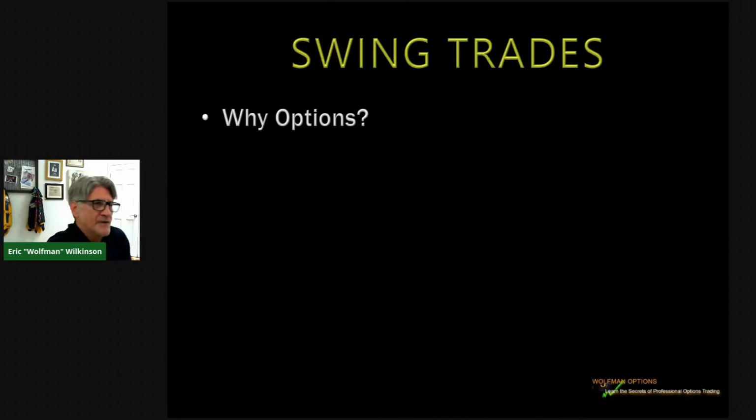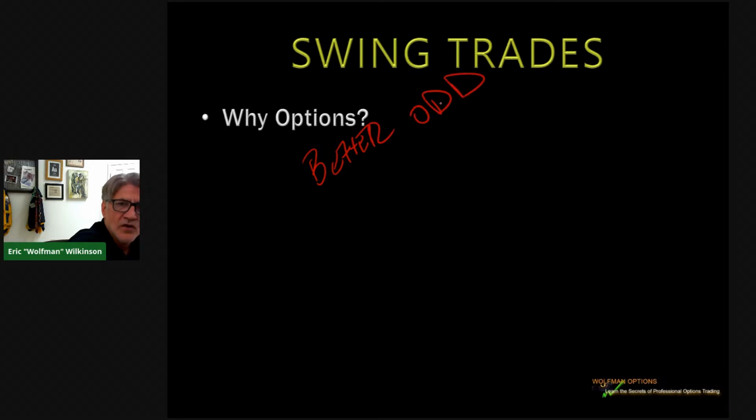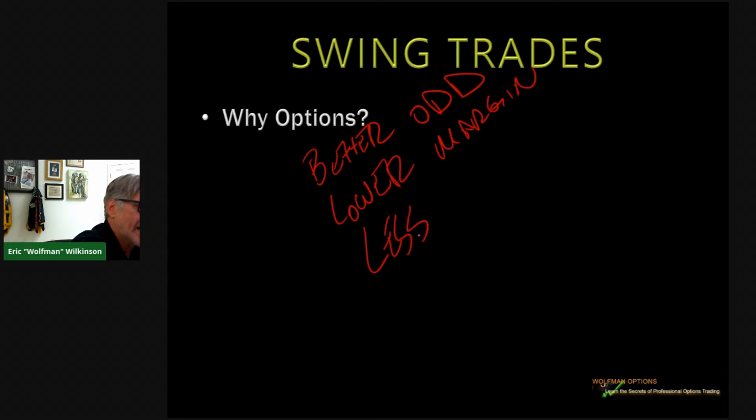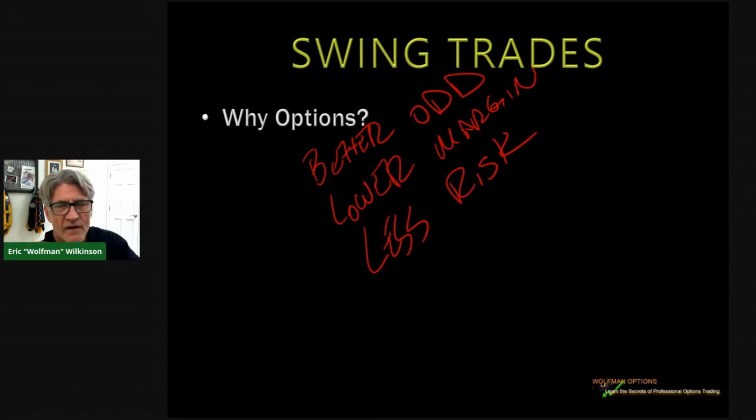Now, why do we want to use options? We have better odds. Better odds, right? Lower margins. If you're out there buying it with stock, folks, you guys are putting up a lot of margin in order to trade those stocks. All right. And you're going to have less risk. Even with this strategy where I'm naked on this strategy, you are going to have less risk than you would otherwise. Why? Because my strike location is in such a good spot.